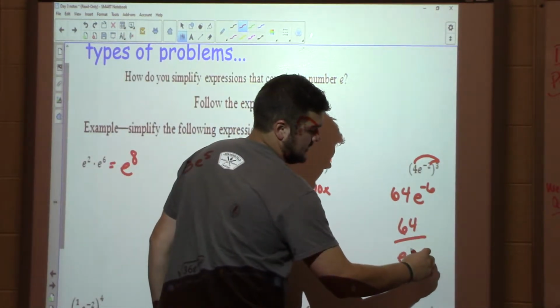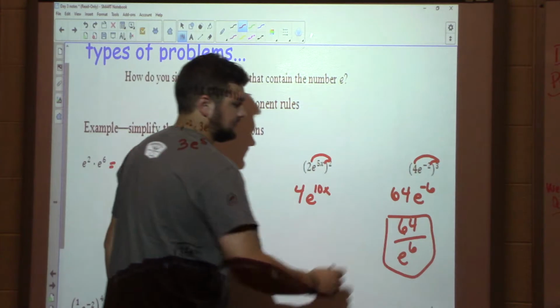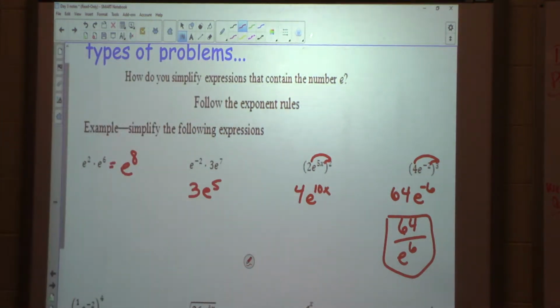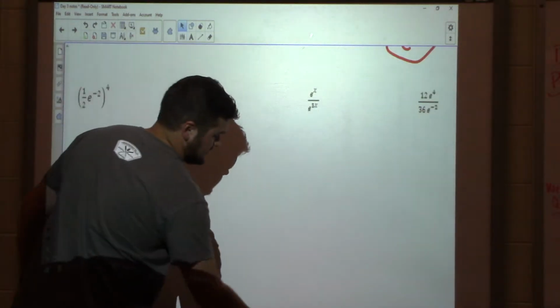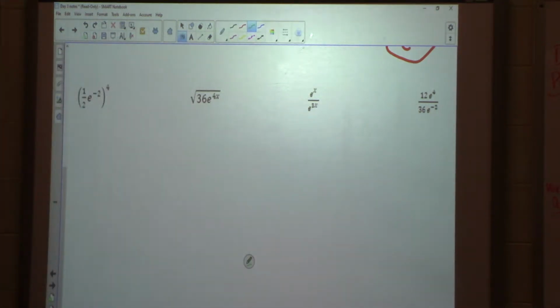64 over e to the sixth. Keep going. Am I going too fast or are we good? Okay, let's keep going then. 1/2 e to the negative second raised to the 4th power. Same thing, distribute it.